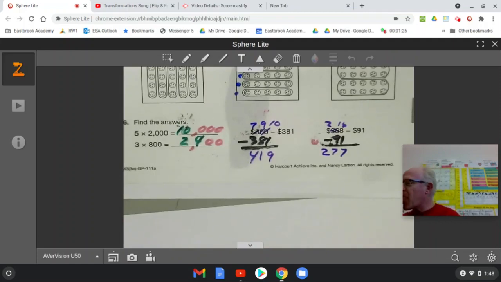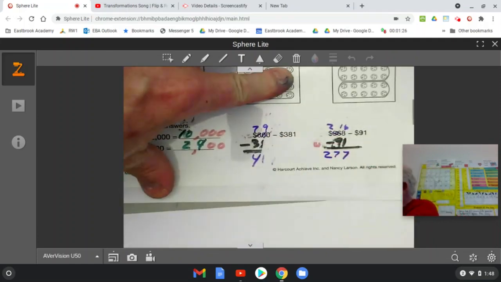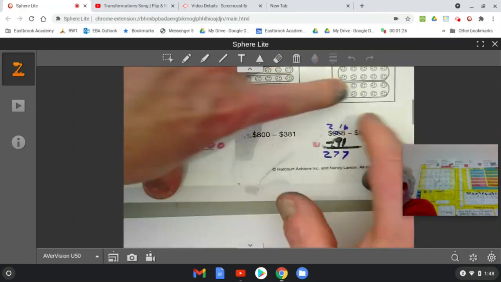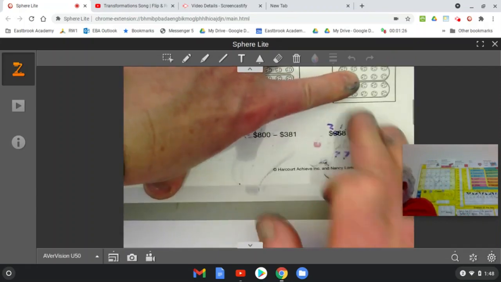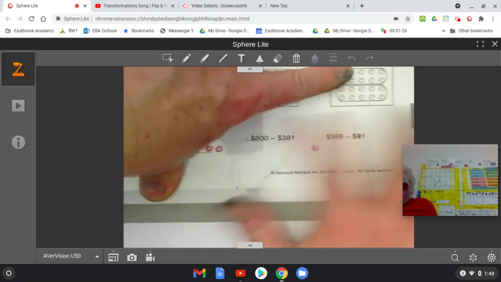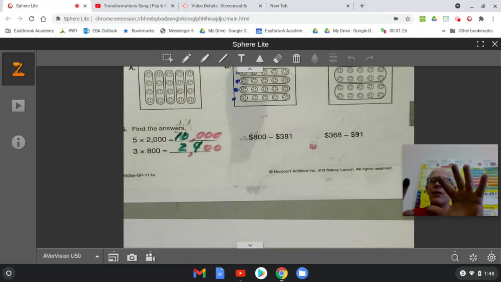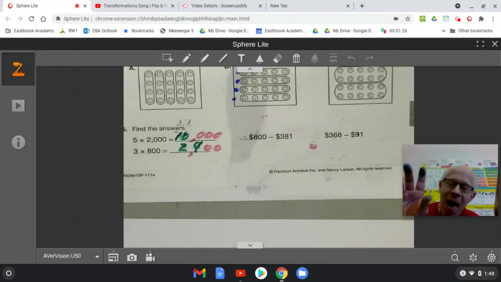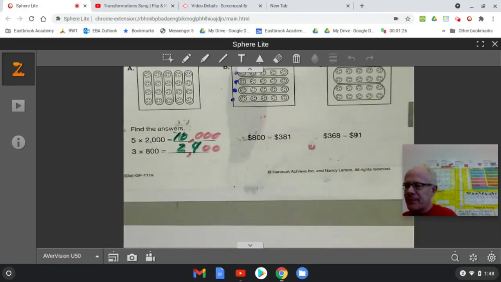The last one, let me erase this. My fingers are getting all dark now. I look like I have a disease. Here's my fingers. Okay, let's do those together right now. But I'm doing it so you can see.